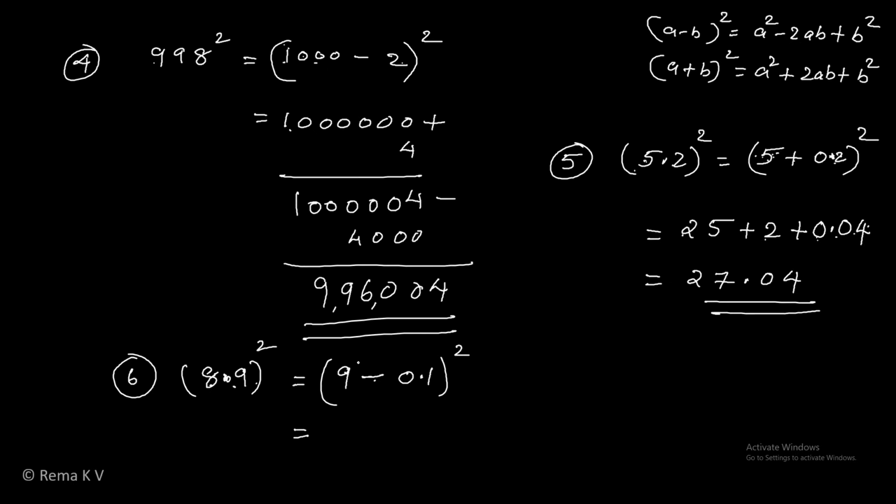So this is equal to, first let us write the positive terms, that is a square plus b square. That is 9 square is 81, plus 0.1 square is 0.01. 1 square is 1, here 1 decimal place, so in the square you have to put 2 decimal places. Then minus 2ab. 2 nines 18, 18 into 1 is 18, 1 decimal place, so it is 1.8.